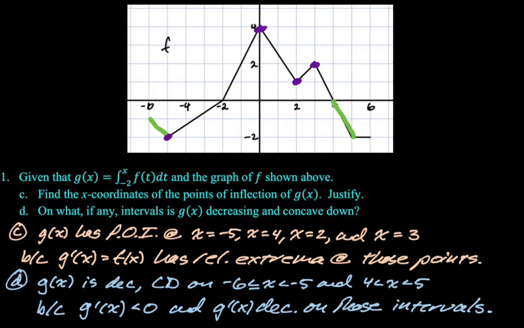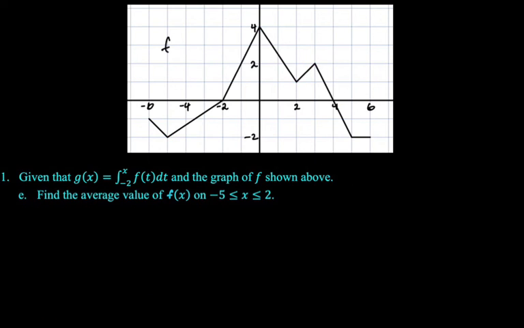Let's look at the next one. Same given. Find the average value of f of x. I had a typo there; I said g of x. You really can't do it for g of x in this particular problem. Find the average value of f of x on -5 to 2. All right, average value is integral divided by interval. Average value is not to be confused with average rate of change. Average rate of change is algebra and slope. Average value is integral divided by interval.